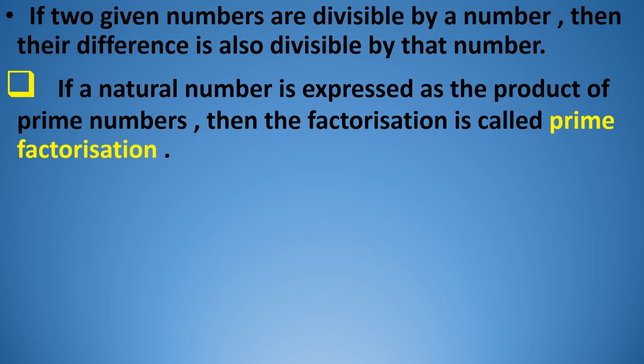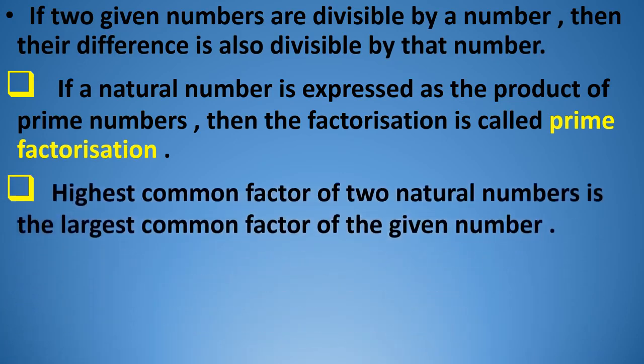After that, we have done HCF and LCM. What is HCF? Highest common factor. HCF of two natural numbers is the largest common factor of the given numbers. Means it is that highest number which divides the given numbers exactly. But it is the highest number, the highest common factor. We have done two methods to find out the HCF. One is the prime factorization method and the other is the long division method.